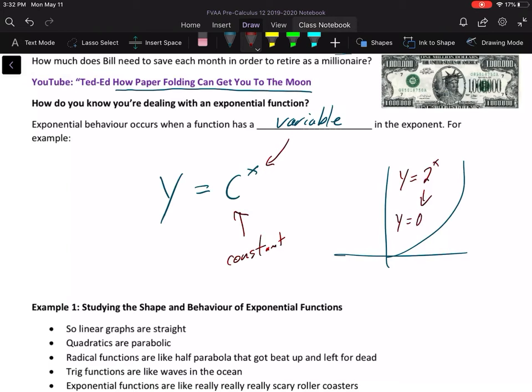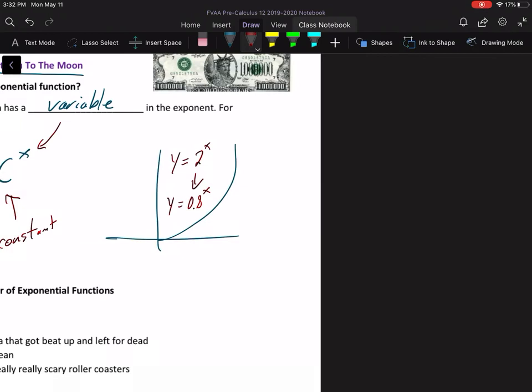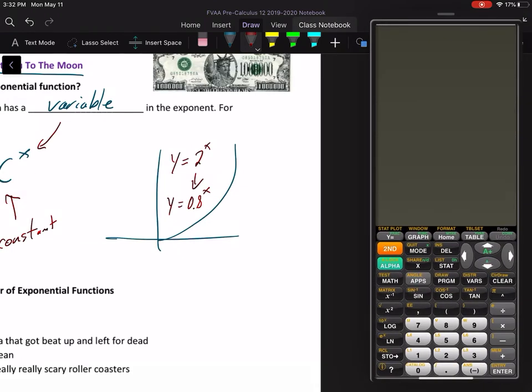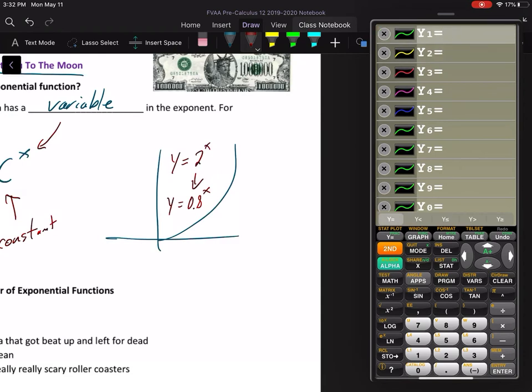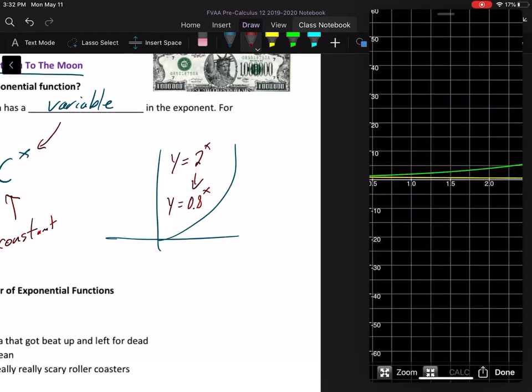So for example, 0.8, okay, you're going to see that when you have an exponential function with a base less than 1, your curve is no longer increasing, okay? If you compare these two equations, and we just plug these in quickly to apply this to our current situation, 2 to the power of x and 0.8 to the power of x, I'm going to graph both of these.